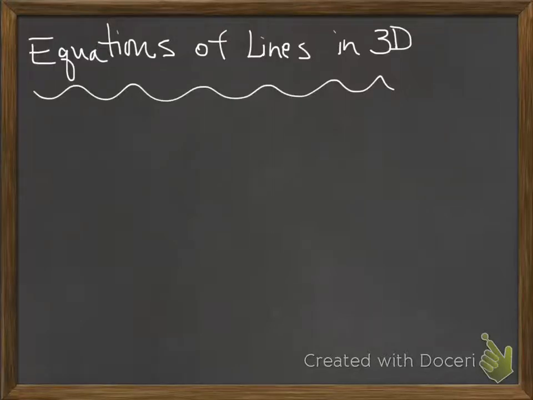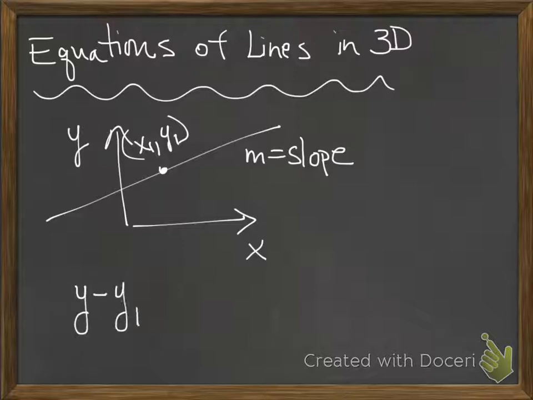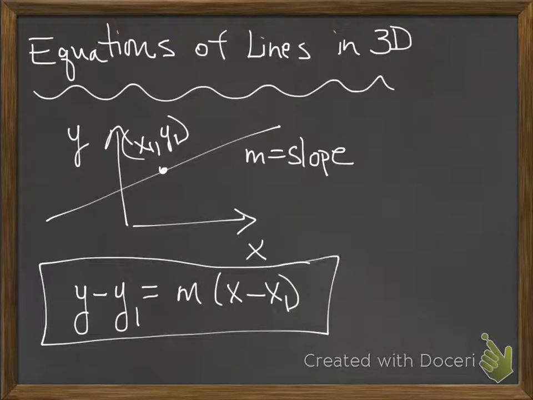Alright, we're interested in defining equations of lines in 3-space. Before we do that, let's remember how we did this in 2-space. If we have an XY coordinate system and we have a line, remember we need to know two things. We need to know a point on the line, we'll say x1, y1, and we need to know the slope of that line. If we know those two things, then we can use point-slope, y minus y1 equals the slope times x minus x1, to come up with the equation of that line.